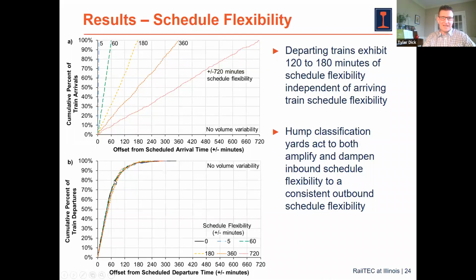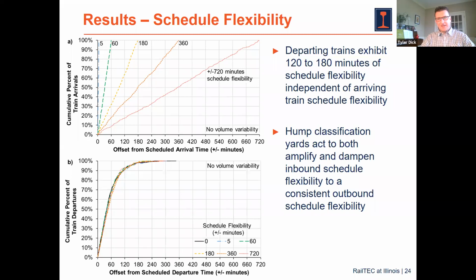Roughly 90% of our trains depart somewhere between on time and 2 hours late, and there's a small percentage that are potentially poor performing trains that, for whatever reason, their assembly process just takes a long time in the yard, and they depart well after their planned departure time. And so what we find is that these departing trains exhibit somewhere between 120 and 180 minutes of schedule flexibility, independent of what's arriving in the yard. Our departing train process is largely independent of what the arriving trains are doing coming into our yard.